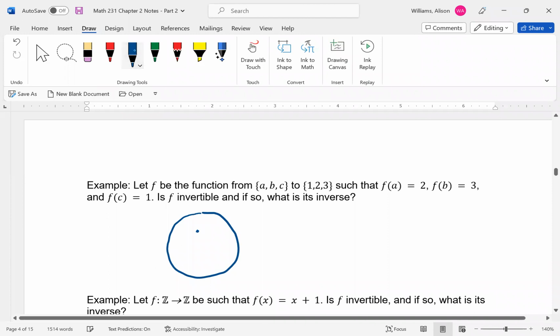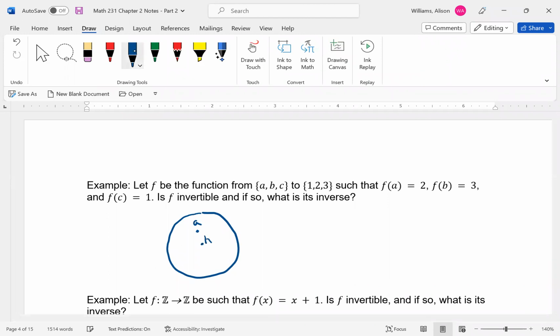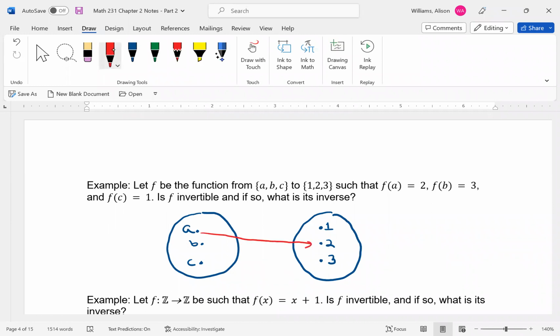Okay, so here's A, B, and C. And then over here is 1, 2, 3. I don't know why I floated these letters so weirdly. We'll pretend that wasn't as awkward as it seemed. Okay, under the function, A goes to 2. Here, sorry, let me use my red. A goes to 2. B goes to 3. And C goes to 1.